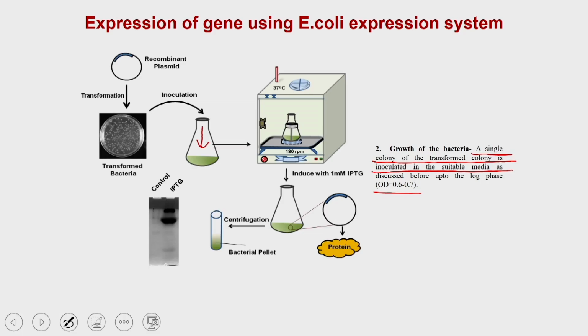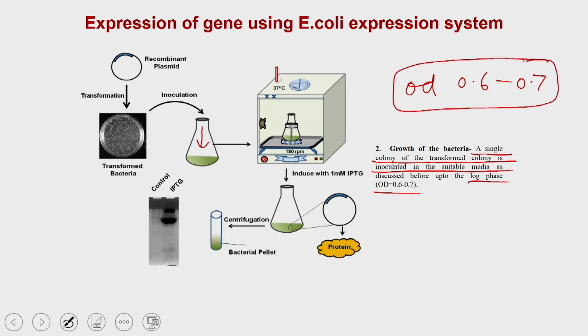and you let the bacteria grow into the log phase, which is at an OD of 0.6 to 0.7. If you remember, we have also discussed how to monitor the growth of these bacteria, and you can put them into a 37 degree incubator with shaking at 180 RPM.